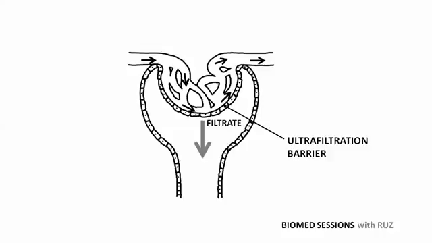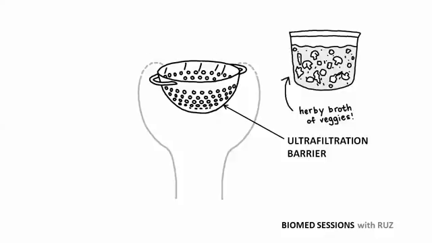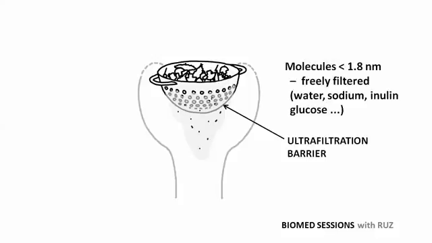A good analogy for the ultrafiltration barrier is a kitchen strainer. Now if you pour a nice herby broth of vegetables into the strainer, you will see that large vegetables are left behind, whereas water and anything else that dissolves in it, plus tiny particles, are able to pass through. Now with our glomerulus, molecules less than 1.8 nanometers are freely filtered out, whereas molecules more than 3.6 nanometers are not filtered. Let's take a look at a zoomed in section of the ultrafiltration barrier.